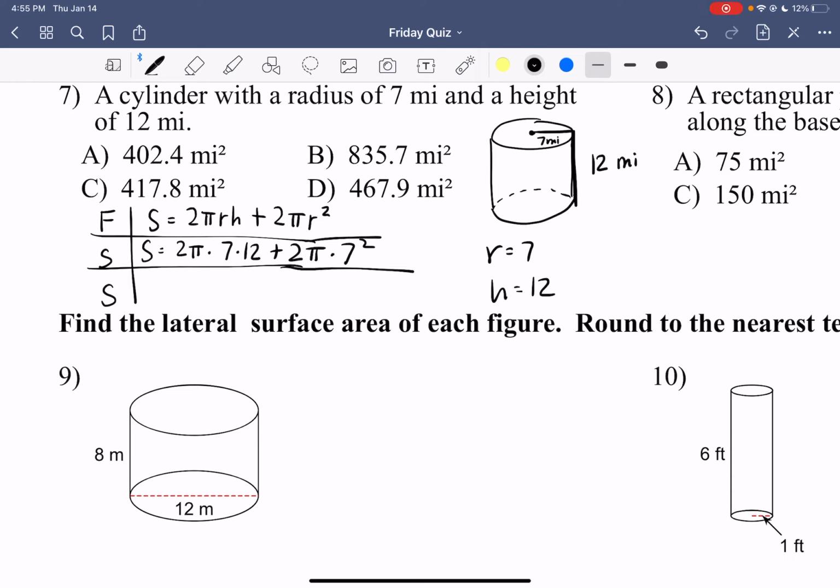So go ahead and type that out. 2 times pi times 7 times 12 plus 2 times pi times 7 squared. And it's easiest to just type it all out at the same time. And that lands us at the answer of 835.66, which would round to 0.7 miles squared.